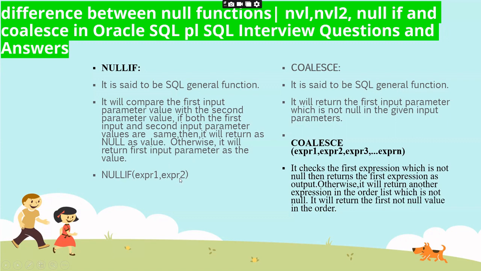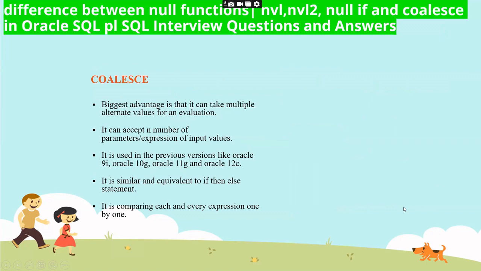So NULLIF(expression1, expression2). The COALESCE function is also said to be a SQL general function. It will return the first not-null input parameter in the given list. COALESCE(expression1, expression2, expression3): it checks the first expression, and if it is not null, returns the first expression as output. Otherwise, it will return the next expression in the ordered list which is not null. It will return the first not-null in the order.